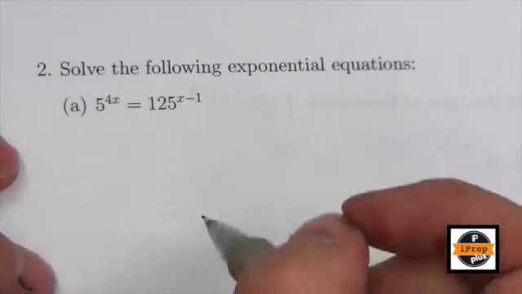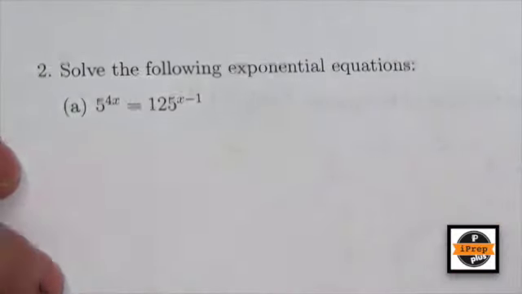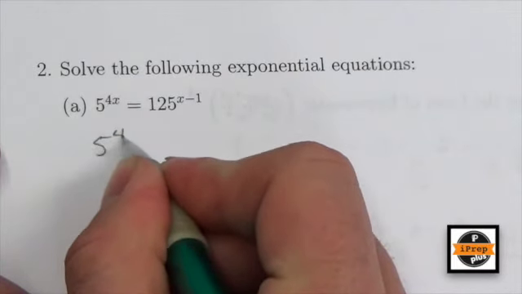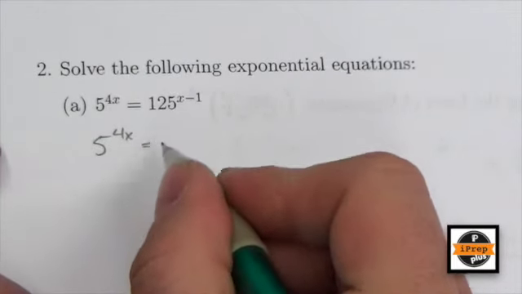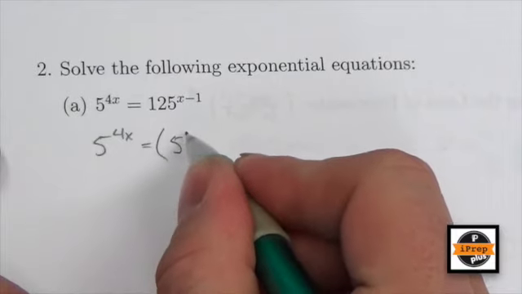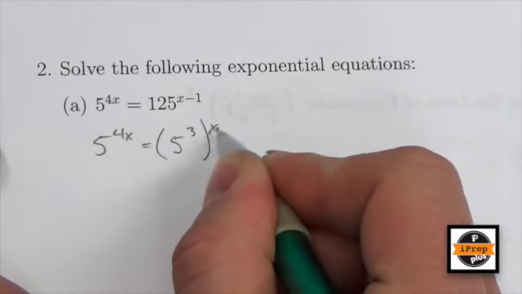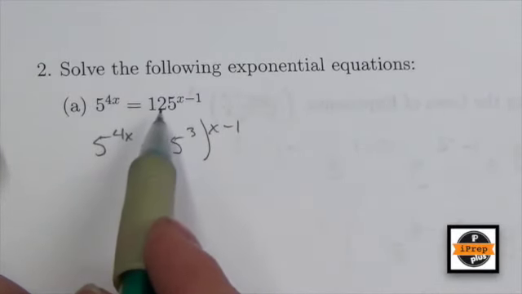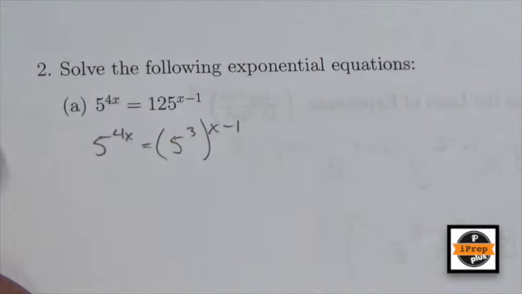125, just like 5, this is a power of 5. Okay? And so one of the first things we want to do is rewrite these things as powers of the same base here. So 5 to the 4x is going to equal, well, this 125 will be 5 cubed to the x minus 1. Now, if you don't know that off the top of your head, that's okay. Just play with your calculator a little bit, but you'll find that 125 is going to be 5 cubed.